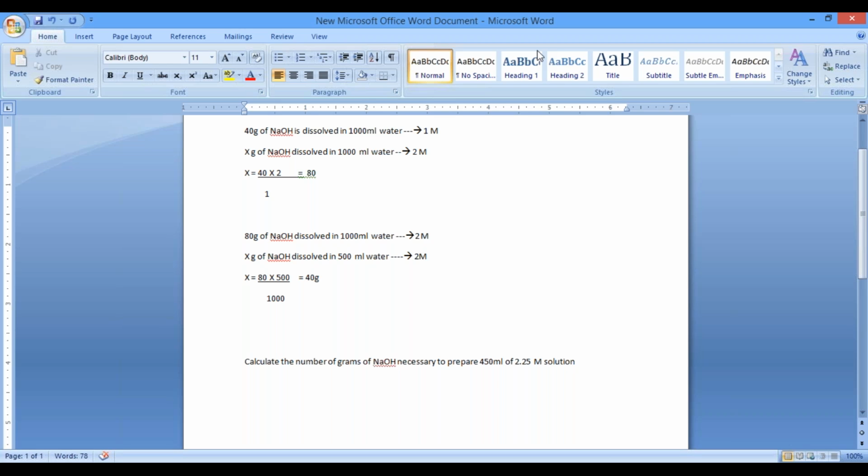Forty into 2.25 is 90 grams. So 90 into 450 divided by 1000. How much do you get?